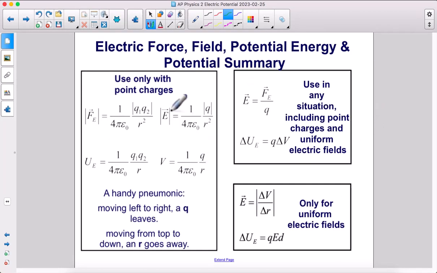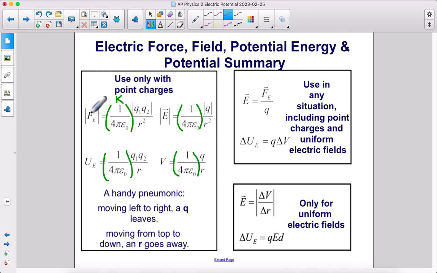Now these four can only be used with point charges, and you'll see that we have 1 over 4 pi epsilon naught, which is k, 9 times 10 to the 9th. That is in all four of these equations. That's your hint. If you see this term in your equation, it can only be used with a point charge.